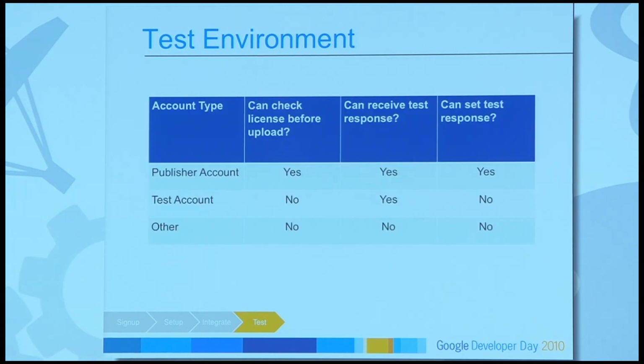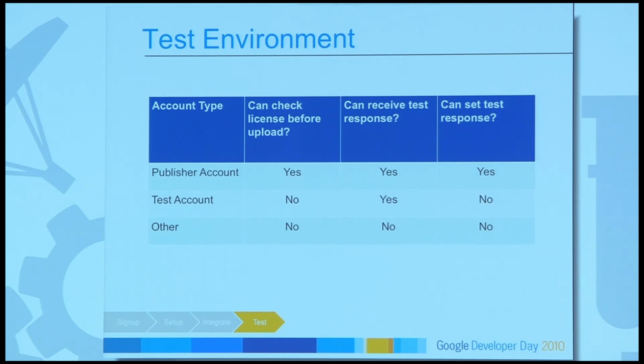Here's a table with all the different account types. With the publisher account, you can do everything, like checking the license even before the application is uploaded. You can receive test responses and also set the type of response you want to receive. A test account can only receive test responses set by the publisher account. All the rest of the users will receive normal responses from our license server.